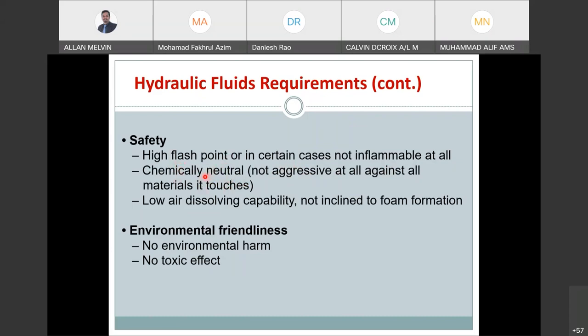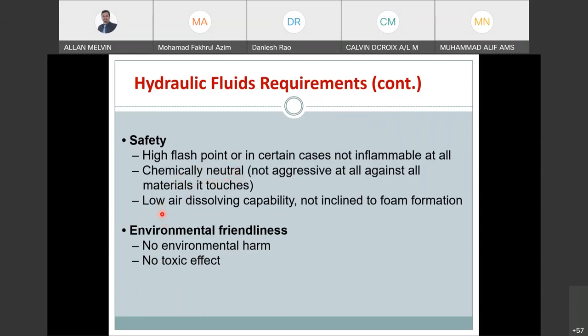It's not harmful, meaning it's not corrosive, it's not causing any chemical reaction. If it touches the skin and burns, it's very harmful. It must be chemically neutral.